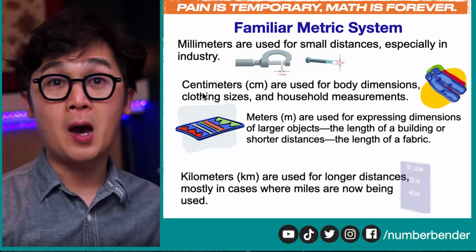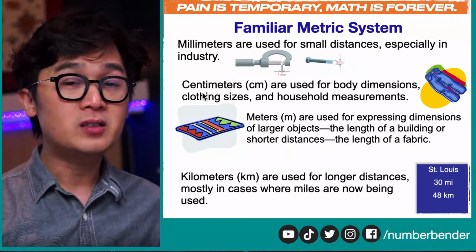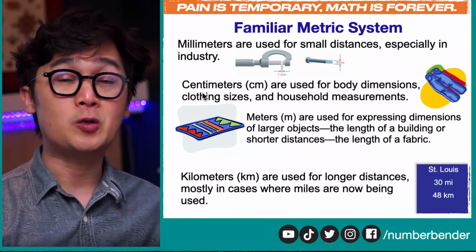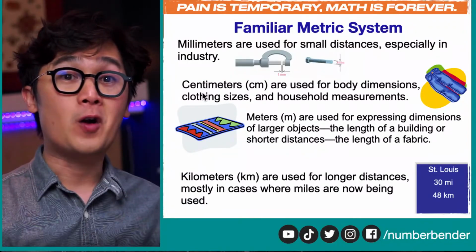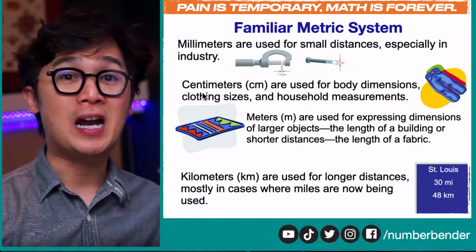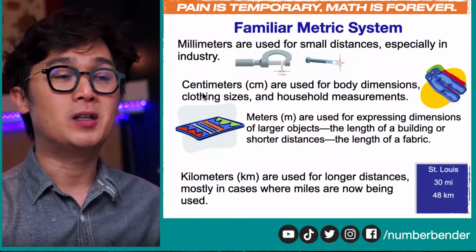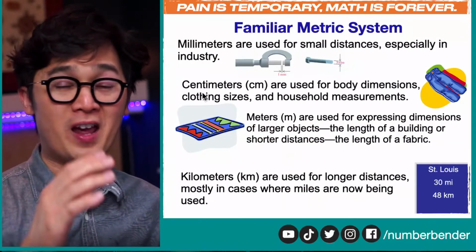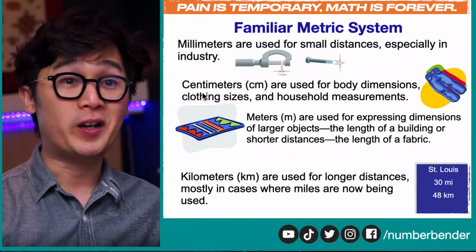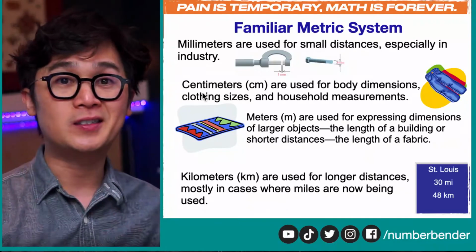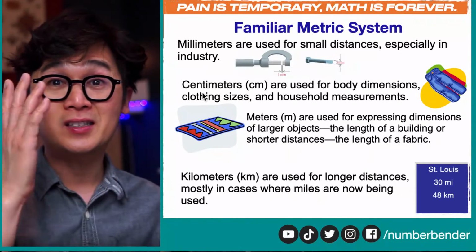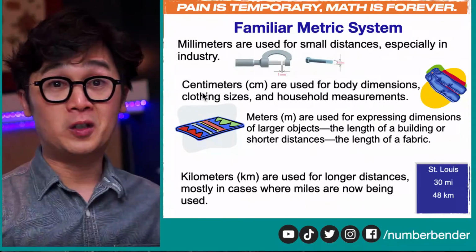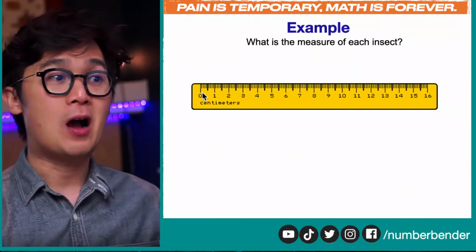And when we talk about kilometers, think about miles. So instead of using miles in other parts of the world, we use kilometers to measure how far you are from point A to point B when you travel and go visit places similar to this one. So St. Louis is about 30 miles from whatever starting point you are, which is about 48 kilometers if you convert it to kilometers. So this is how we use the metric system in other parts of the world and how you can visualize it.